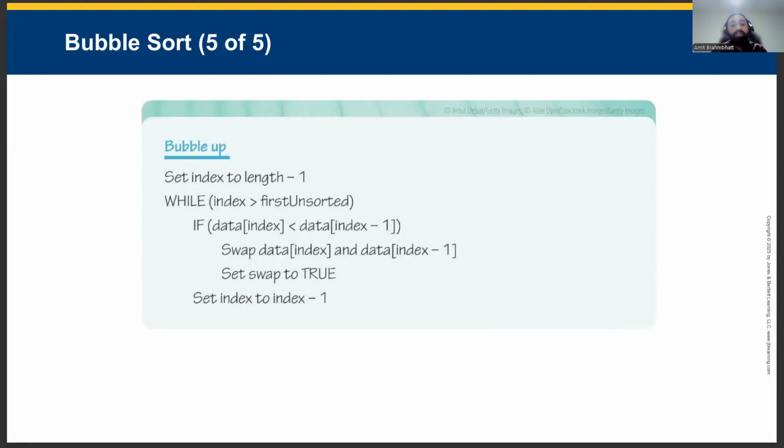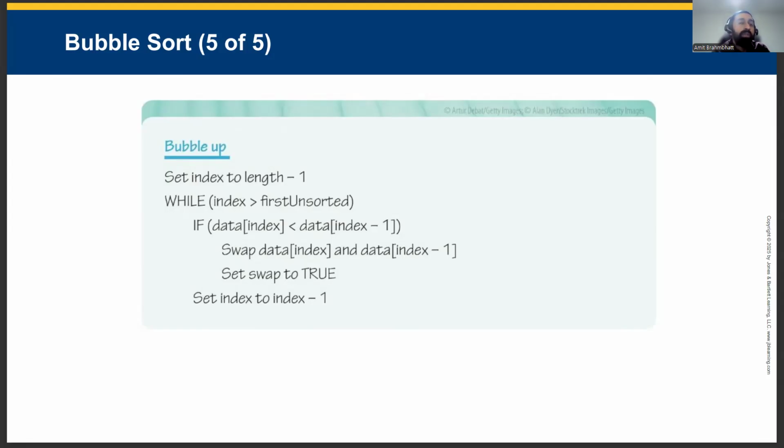And here is the final visualization for bubbling up. Here we see the list reaching its sorted state after many successive comparisons and swaps. In the algorithm, we are setting the index to length minus 1. So say your length is 7 elements and index is 6.